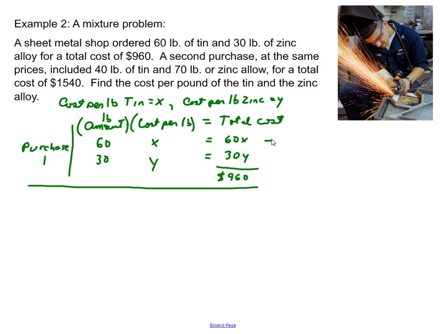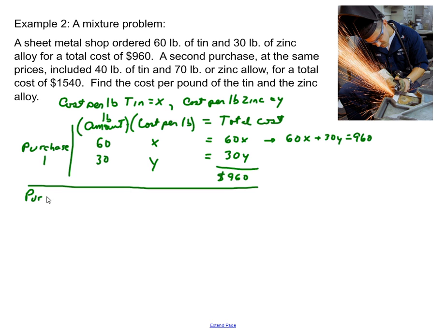And that actually gives us an equation right here, right? 60x plus 30y is equal to 960.